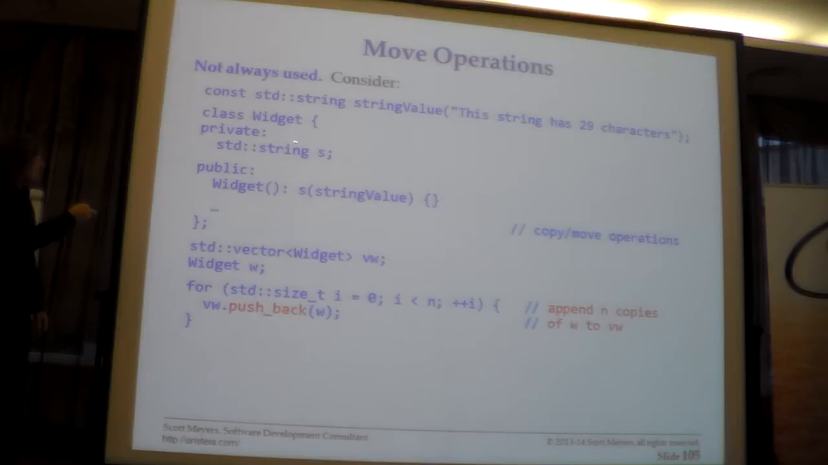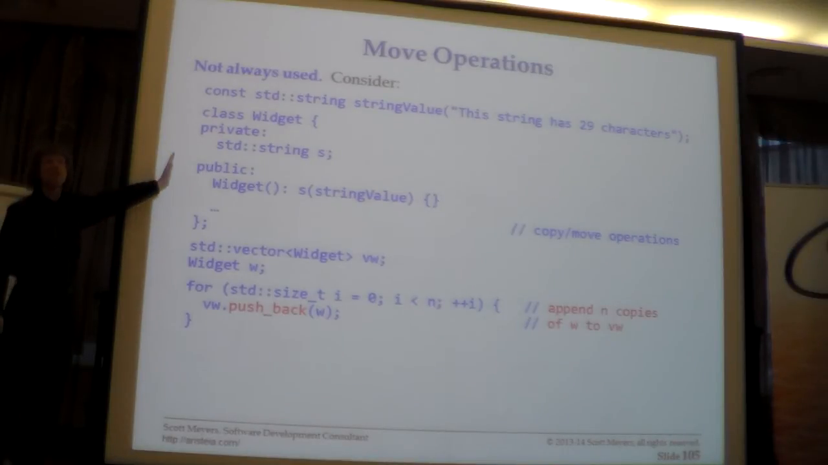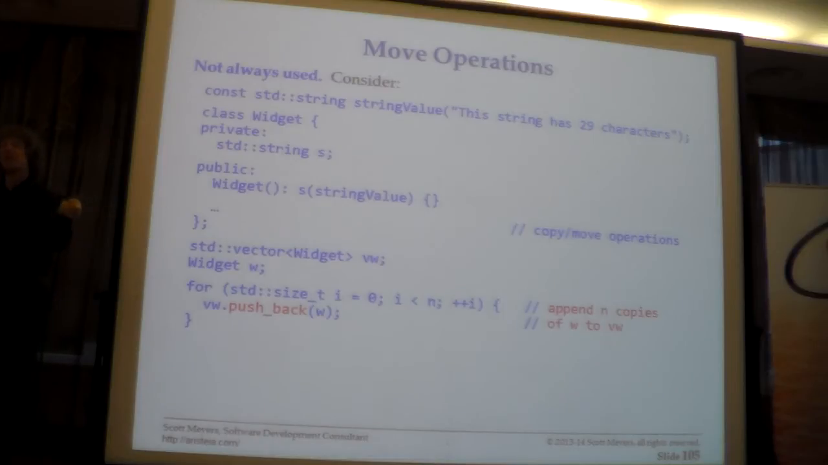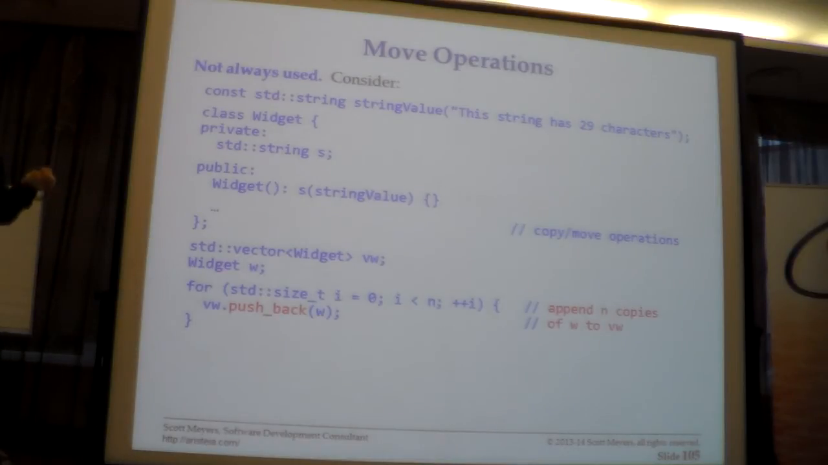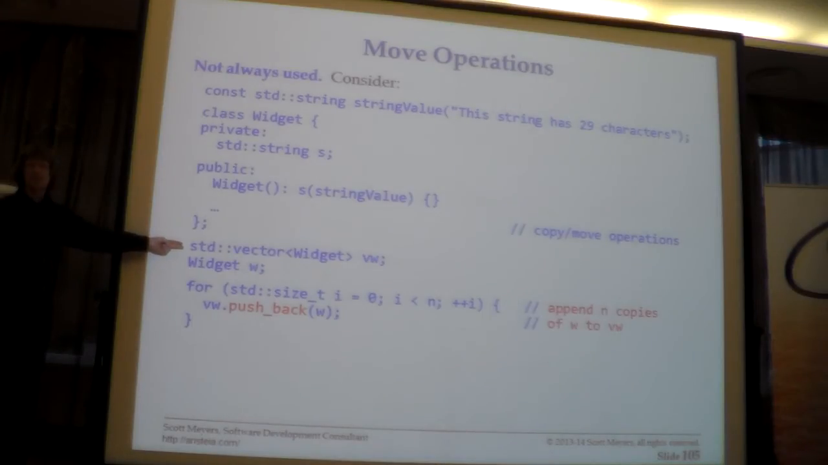Here's a widget class that has a data member of type string, and whenever you create one, it simply takes this string value and copies it into the data member. So basically, a widget is nothing but a wrapper around a string. That's all it is. I now have a vector of widgets.